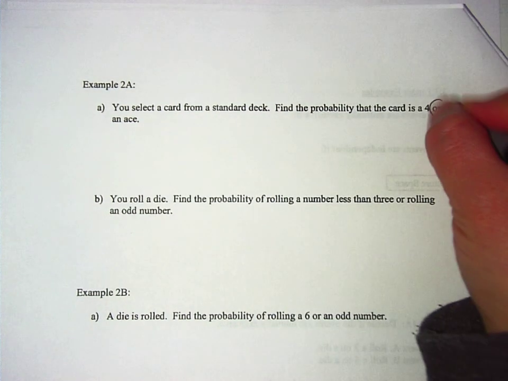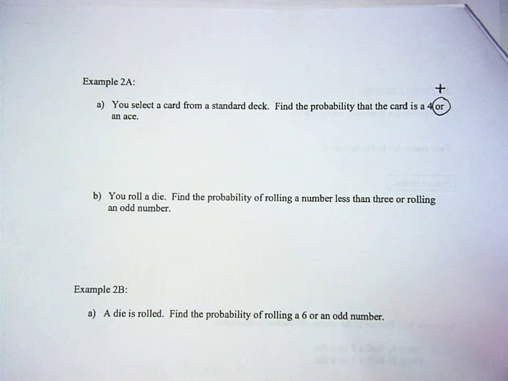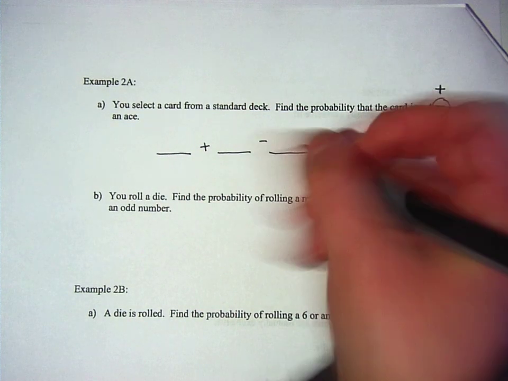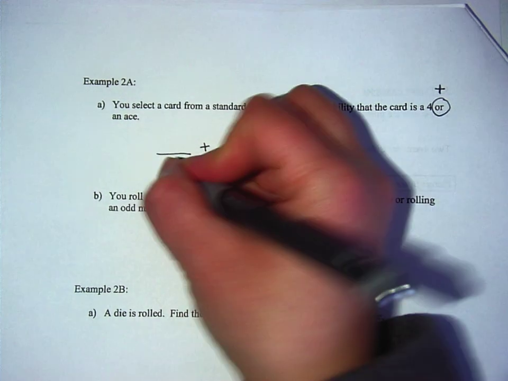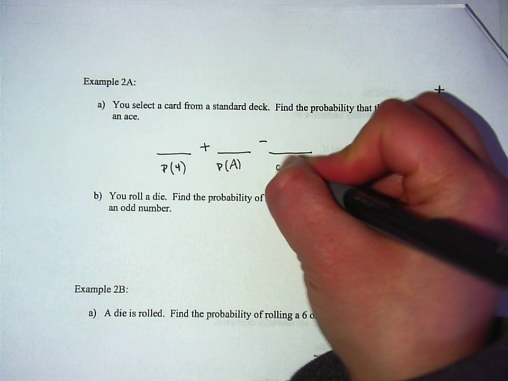All right, so I'm going to circle the word "or" here and put a plus so that I remember that "or" means plus. Probability that it's a 4 or an ace, and it always looks like this. I've got the probability of a 4 here, the probability that it's an ace here, and here's the overlap.